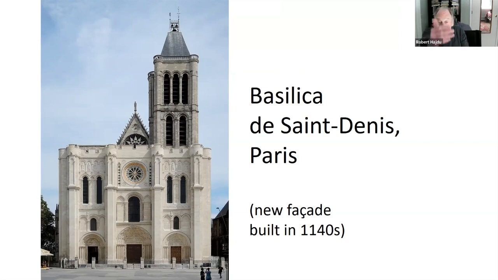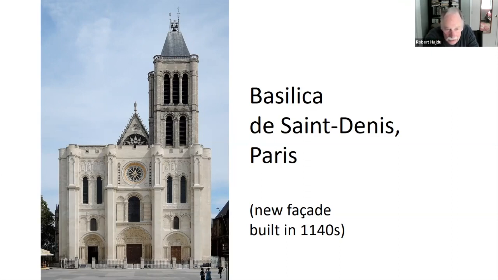So this is the facade of this building. As you see, it is the first Gothic facade that was built, in the 1140s. Now, you're going to ask me, what is Gothic about this? First of all, you see that the arches begin to be pointed. They're not quite sure yet what they are doing, but that is the intention, and that is the evolution that is going to occur. Secondly, you see a three-tier structure.